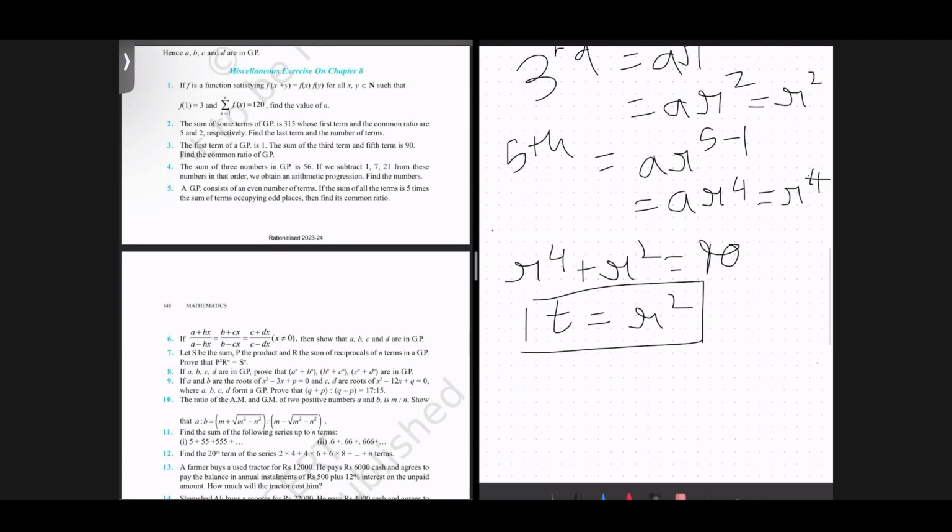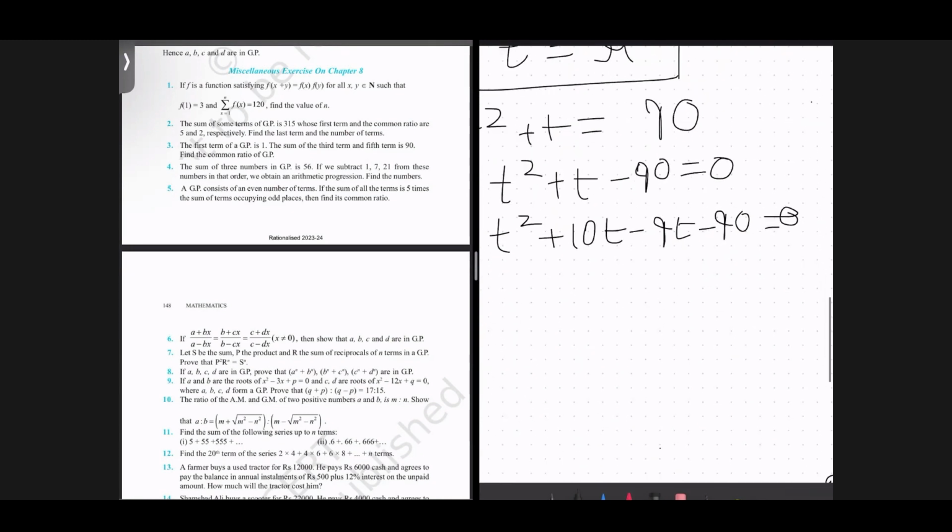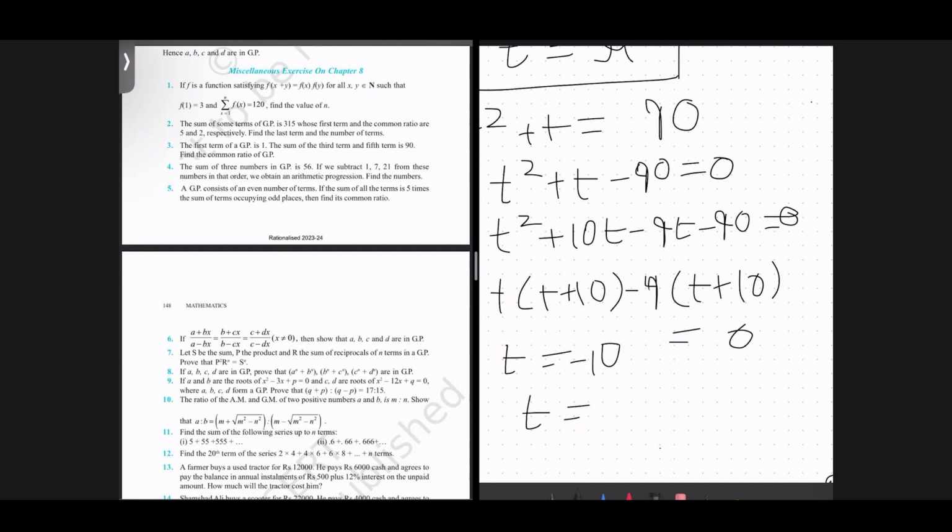Right. So when you do that, you get t^2 + t = 90. You get t^2 + t - 90 = 0. So t^2 + 10t - 9t - 90 = 0. So you get t common here, you get t + 10, and you get minus 9 common here, you get t + 10 right here itself, and you get 0 here. So you get t = -10 and t = 9.